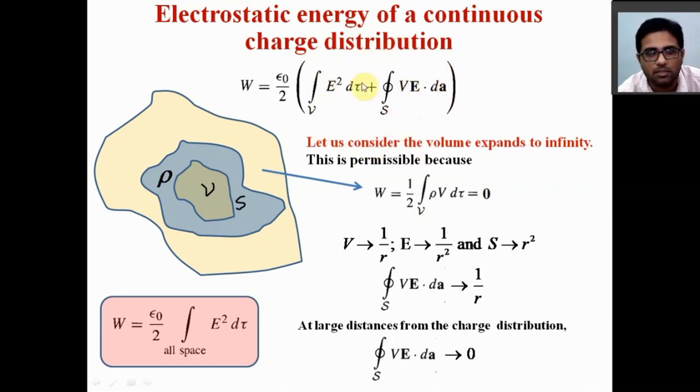So at large distances, in this expression, if we go to large distance, means if we cover all space, in that case this second term becomes 0, right? So here you can see this second term becomes 0 and we are left with this first term, which is epsilon naught by 2 volume integration over all space of electric field squared d tau. Okay, so this is the energy stored in the system.